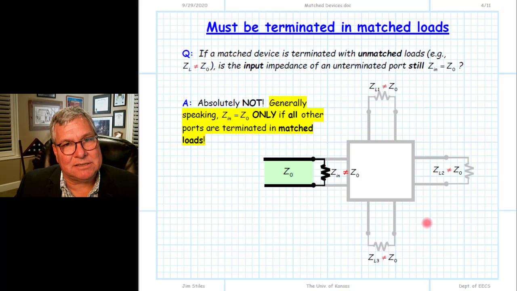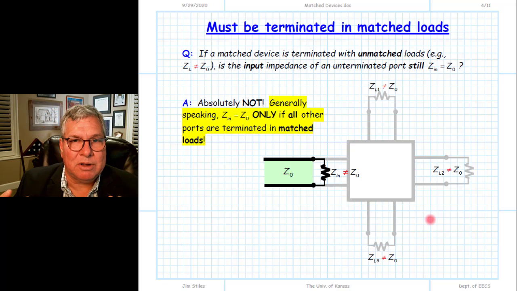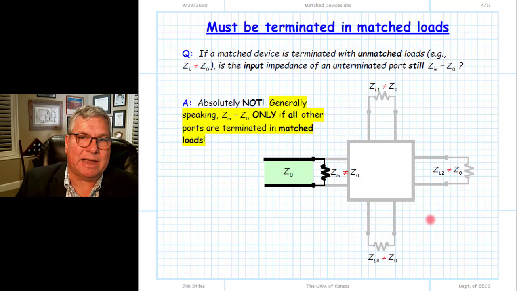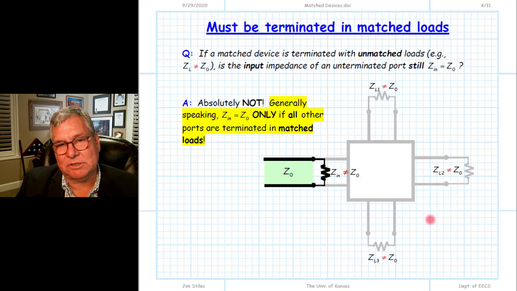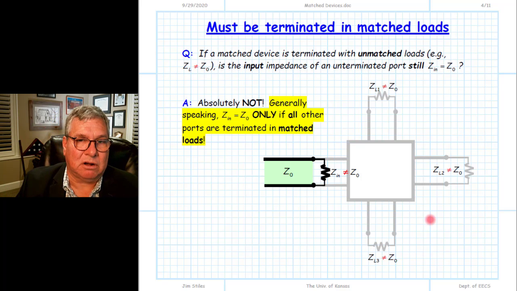other matched devices. And so to make this whole system work, if we were to make a microwave system out of 6 different microwave components, the only way that we could preserve maximum power transfer, regardless of the length of the transmission line that connects them, is if all 6 of those devices are matched devices. And ultimately, all the ports attached to those devices are terminated in matched loads, impedances numerically equal to Z0.